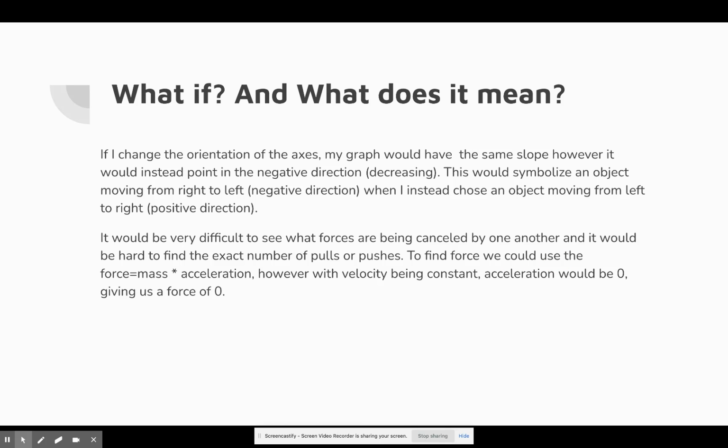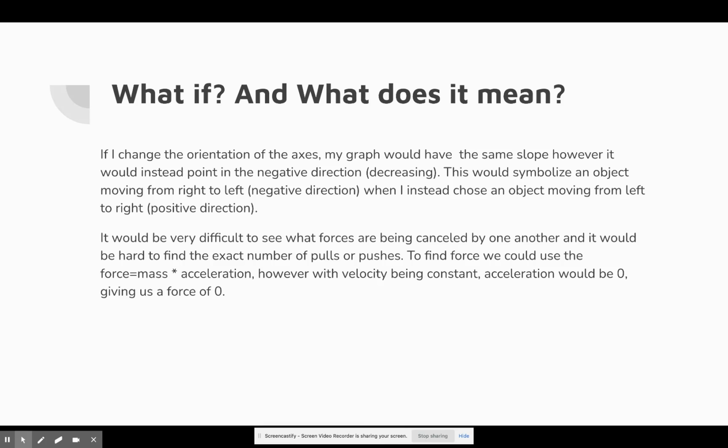So what if, and what does this mean? If we change the orientation of the axes, the graph will have the same slope except it will be going in the negative direction. So it'll be a decreasing graph. And this would symbolize an object that's instead going right to left instead of left to right. And it would also have a negative velocity as opposed to a positive one.